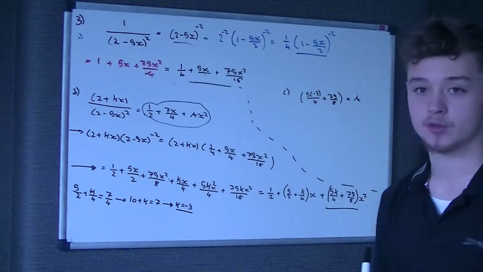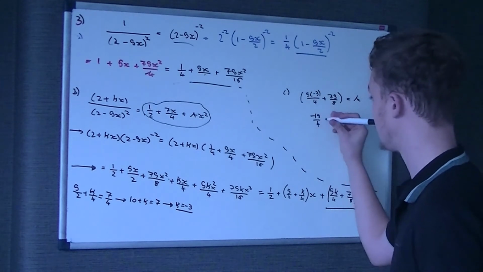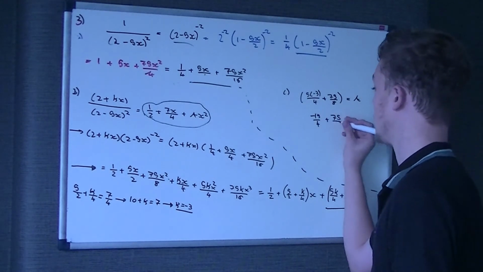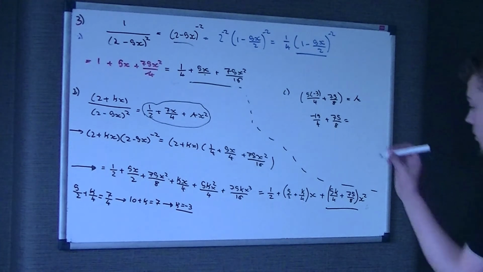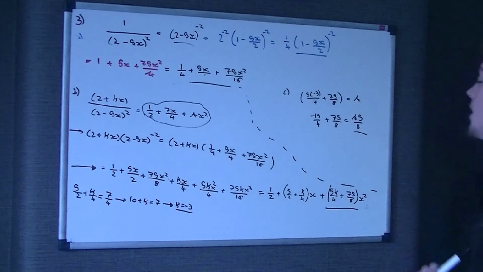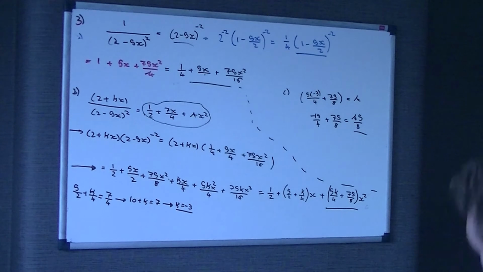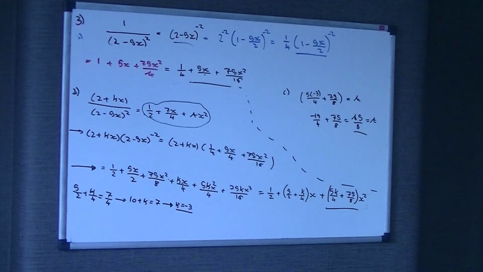So 5 times minus 3, you'd be a genius to work that one out, it's minus 15 on 4, plus 75 on 8, and as you've got a calculator in C3, you just whack that into a calculator, and you should get 45 on 8. So your answer to a. I wouldn't simplify that, because I always leave it in exact form or non-decimal form. Put that a is equal to 45 on 8. Okay. So that'd be your answer for C.